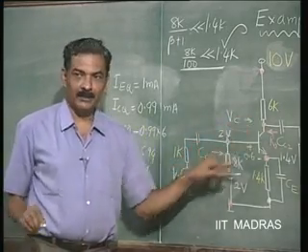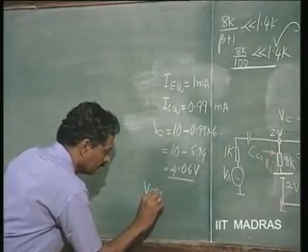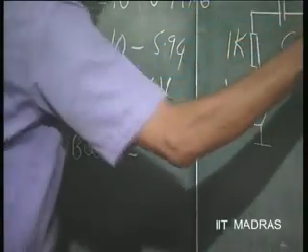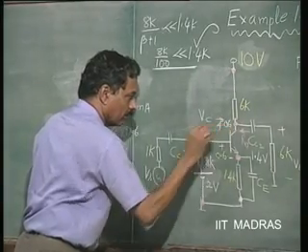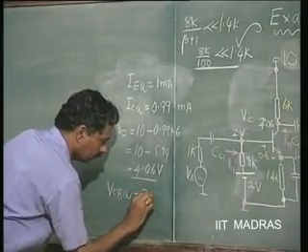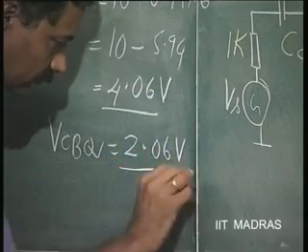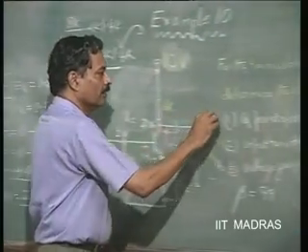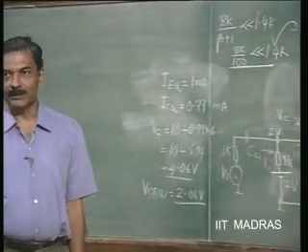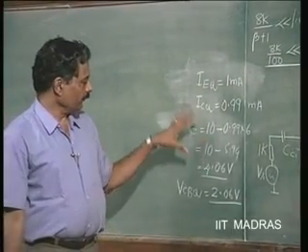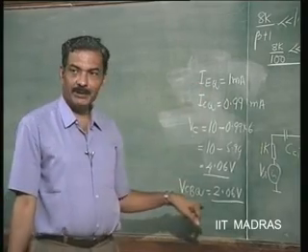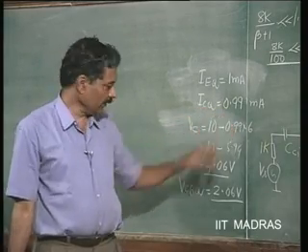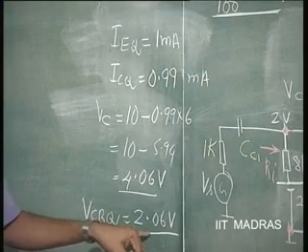So, VCB, which is an important VCBQ, is going to be equal to this 4.06 minus 2. So, we have fixed up the operating point, the Q point of the transistor, which as I told you is measured in terms of ICQ and VCBQ. That it is forward biased is illustrated by the value of ICQ. That it is reverse biased is illustrated by the value of VCBQ.